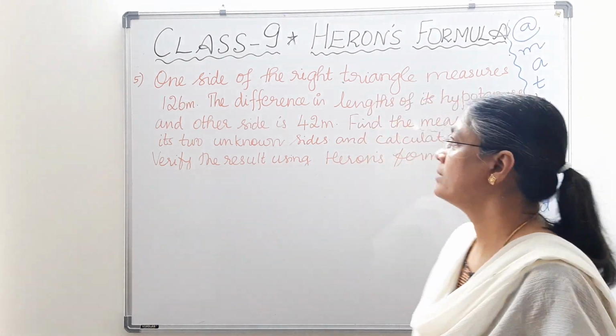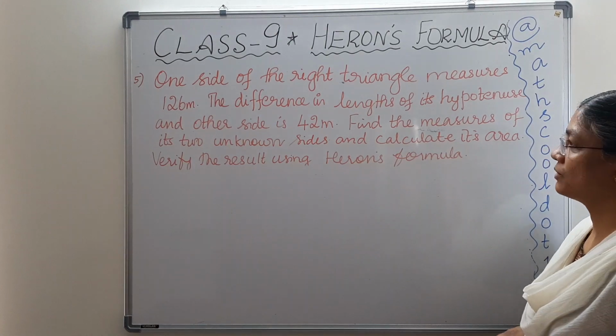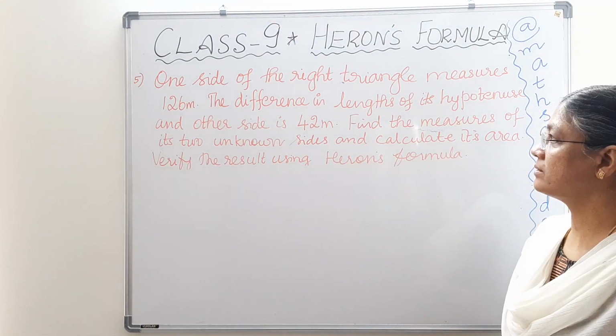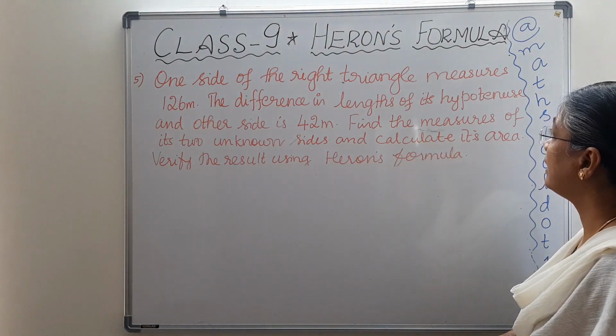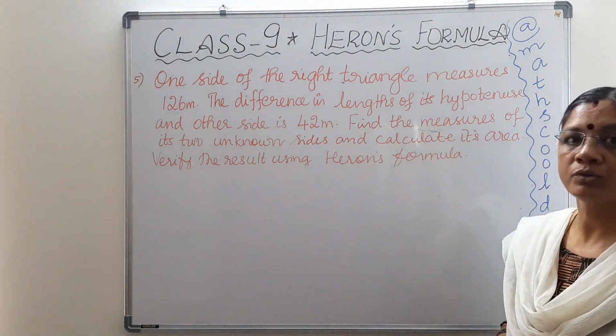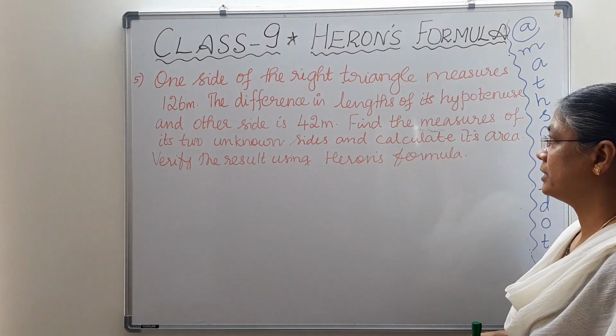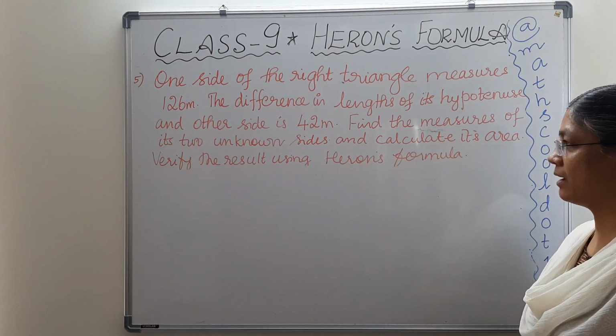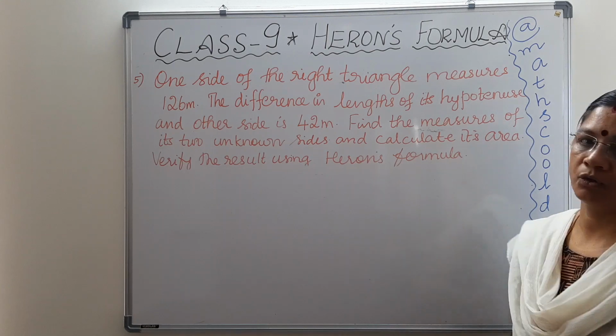So today's problem states that one side of the right triangle measures 126 meters. So it's a right triangle. The difference in length of its hypotenuse and other side is 42 meters. Find the measures of its two unknown sides and calculate its area. Verify the result using Heron's formula.